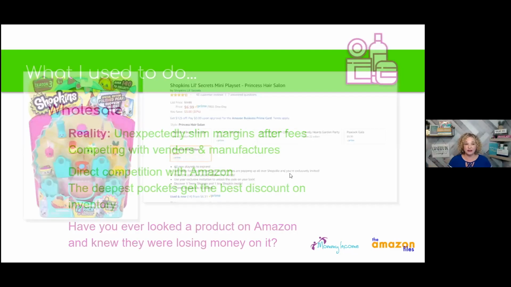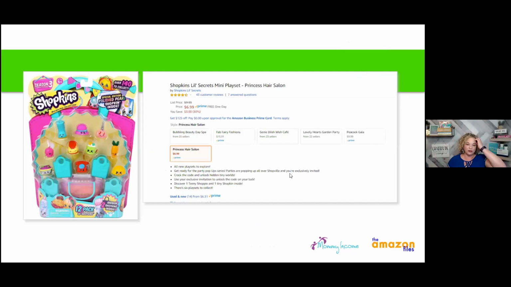Okay, here's an example. This is my first wholesale experience right here. Years ago, we bought some Shopkins. Shopkins were flying off the shelf. They were like the best thing since sliced bread. Every kid had to have these Shopkins, and they were highly collectible. I probably still have like 500 of them floating around. And by the way, they're as bad to step on as Legos. Not even joking. They're terrible. So you're buying these, right? $6.99. That's not really a high price. So I'm thinking, okay, these are probably going to be $2 or $3 on wholesale.